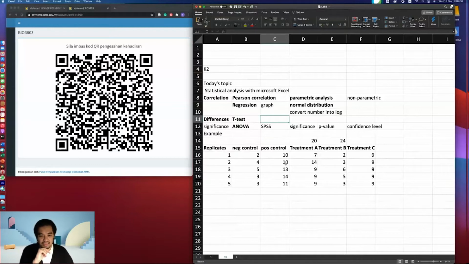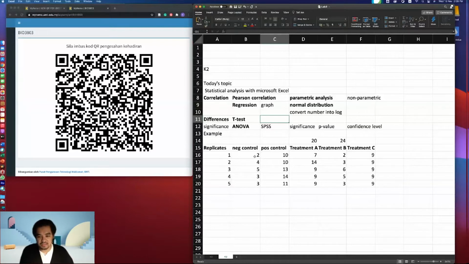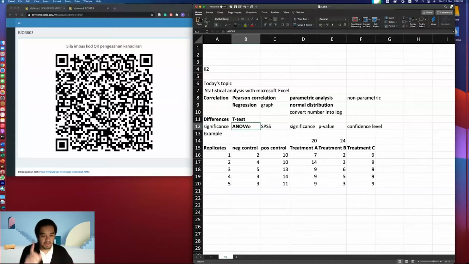Manakala jikalau kamu nak compare, if you want to compare negative control with treatment A, negative control with treatment B, negative control with treatment C, and then C with B and C with A, C with positive control, the simplest approach is to use ANOVA. But when you use ANOVA, you have to be very, very cautious. There are preset conditions in ANOVA to make sure that the analysis is correct. Of course, when you put the numbers into the software, it will give you the numbers.